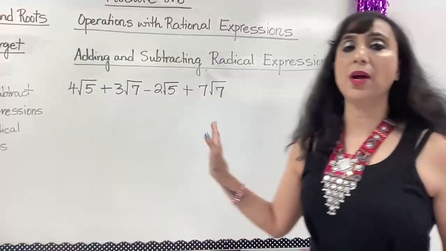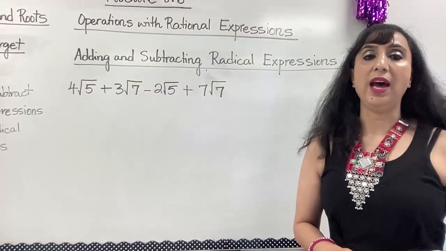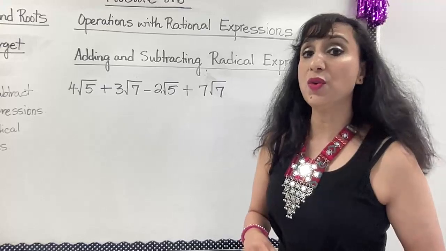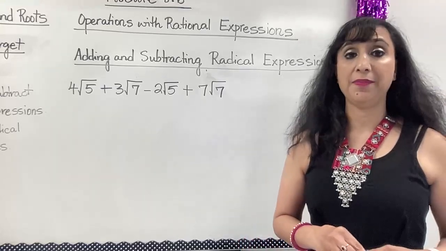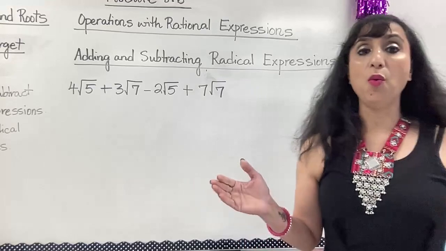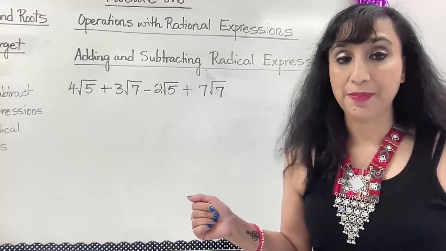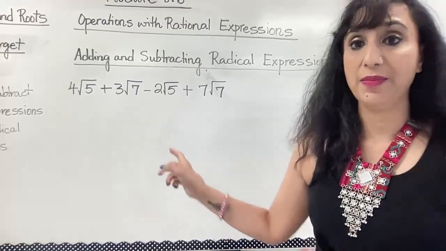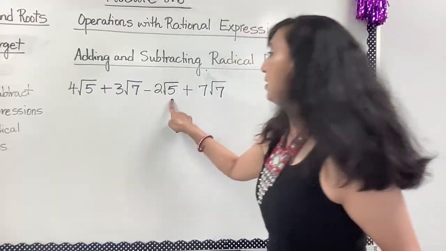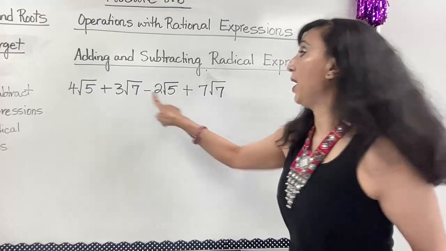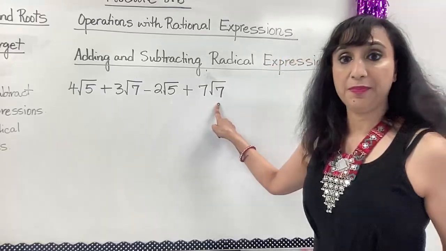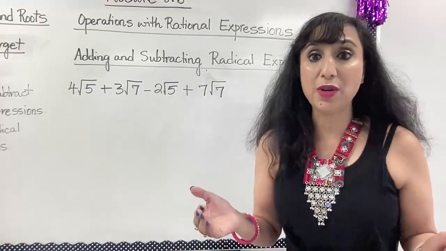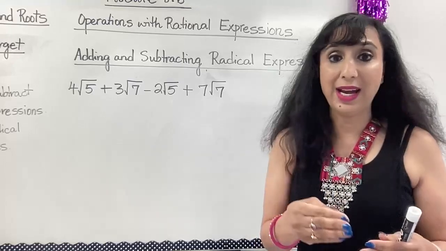All right, so here's a problem that I have put over here. I have 4 root 5 plus 3 root 7 minus 2 root 5 plus 7 root 7. So let's look at which radicands are the same. I have 4 root 5 minus 2 root 5. So this and this radicand are the same, right? And these two are the same. So we are going to group them together so I can add or subtract with the same radicand.